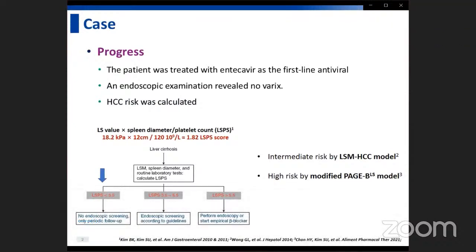After baseline assessment, the patient was treated with entecavir as the first-line antiviral. An endoscopic examination revealed no varices. Indeed, his LSPS score indicated that the patient was at low risk of varices. The patient had an intermediate risk of HCC development based on the LSM-HCC score, and a high risk according to the modified PAGE-B LS model.